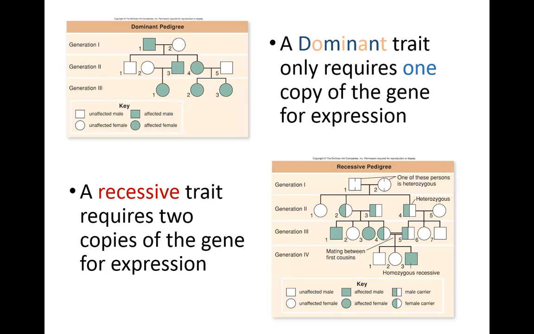So, again, just to reiterate, a dominant trait only requires one copy of that gene for expression, whereas a recessive trait requires two. These are pedigrees showing a dominant trait. So if it's colored in, it has this dominant trait, and because it only needs one copy for expression, the progeny are more likely to have it expressed. Whereas a recessive trait, you're going to see a lot less expression.